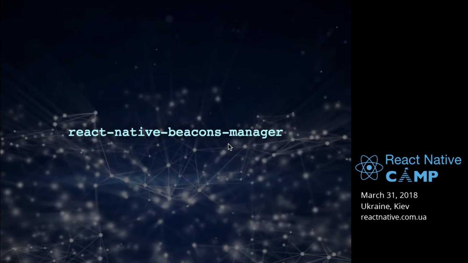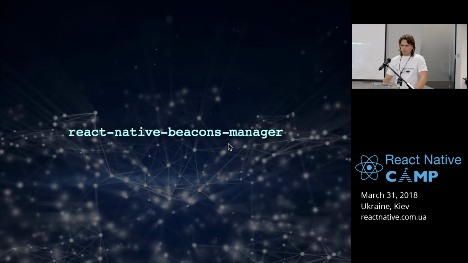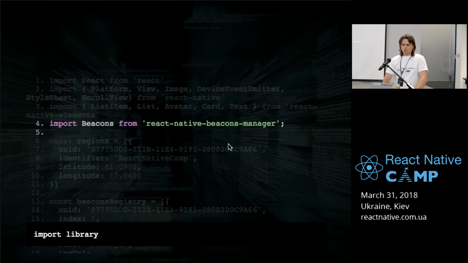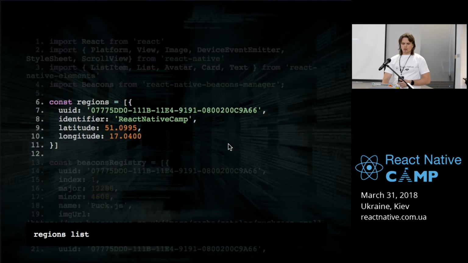So how do we actually start coding? We use a library called React Native Beacons Manager, and we do the following. We import beacons from React Native Beacons Manager. In addition to beacons, I want the exact location, right? So I define a region or an array of regions. In a real full-blown app, you will have this stuff stored in the cloud, right? So you get the list of regions. Later on, we'll filter through regions and match the beacons to the actual regions.